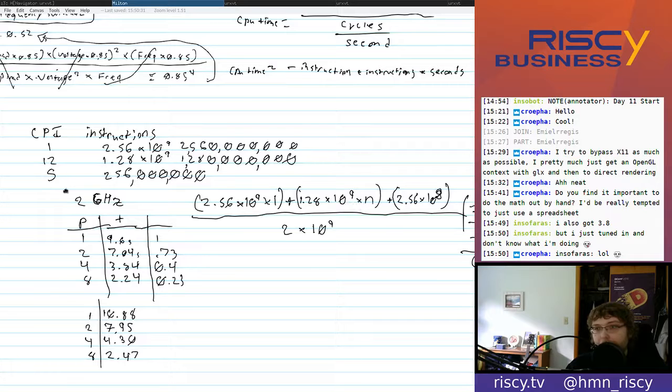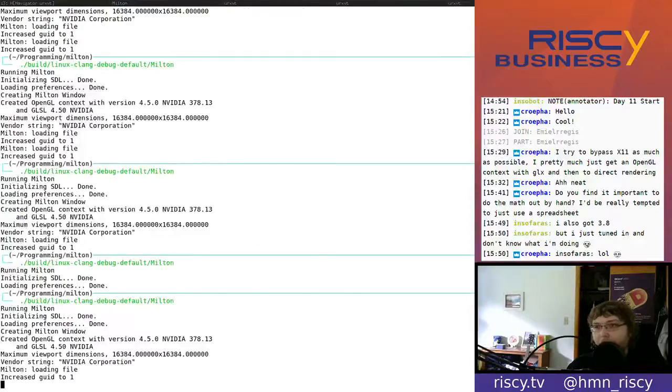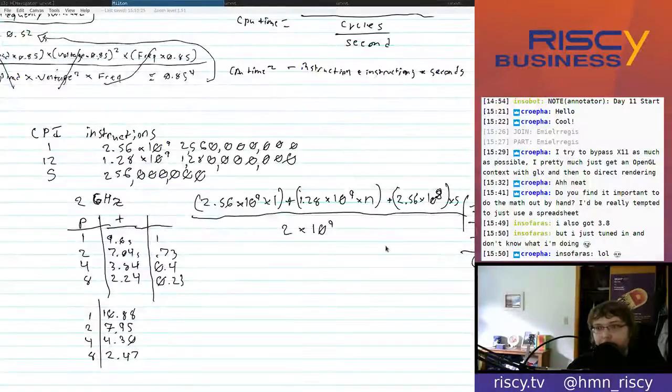And then the n here is the CPI, and originally it was 12, okay? And then 2.56 times 10 to the 8th, that's the number of branch instructions, and that has a CPI of 5. I didn't write... Oh, that's why I made a mistake, because I never wrote the times 5 here. I put that in when I did it in Google, but I forgot to write it, and that's what just screwed us up here.